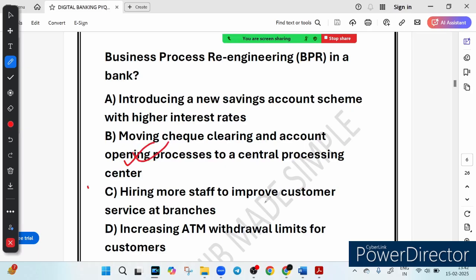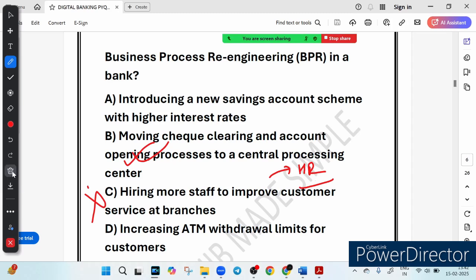Option number C says hiring more staff to improve customer service at the branch. This is wrong. This is basically an HR solution, because if a bank wants to improve customer service through BPR, it might use a chatbot, self-service kiosk or AI powered assistant instead of just adding more employees. So hiring more staff might improve service, but it does not change how banking processes work. So BPR focuses on long-term efficiency, not just increasing the manpower.